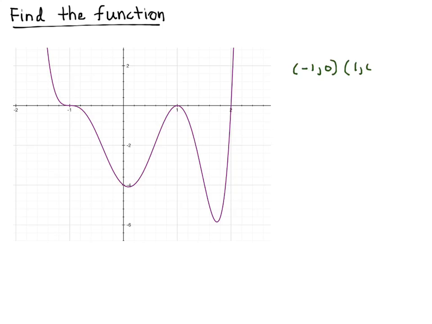Okay, so that was the bare bones. If we know what the intercepts are, we know what the roots are. Now, what I did was I assumed that all of those roots were just single roots, that we didn't have any multiple roots or so.